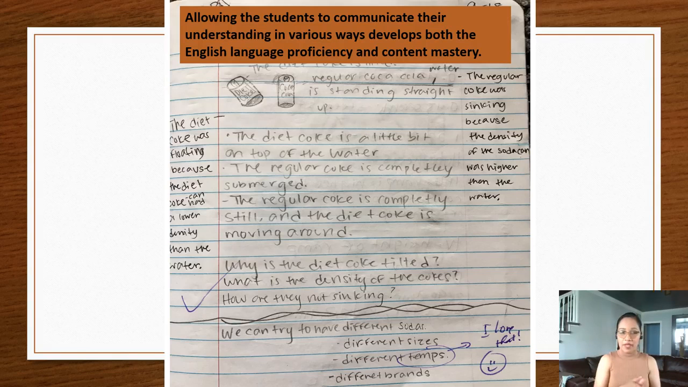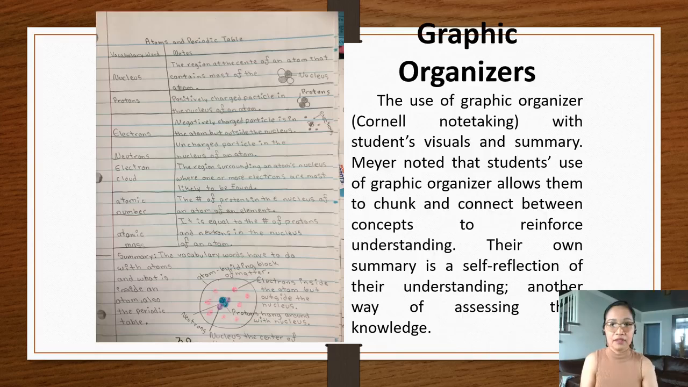This is one way that the students are able to use writing expository, especially when they are describing observations and explaining their observations. So allowing the students to communicate their understanding in various ways or different modalities develops both their English language proficiency and content mastery. Now, this is another way of organizing notes.